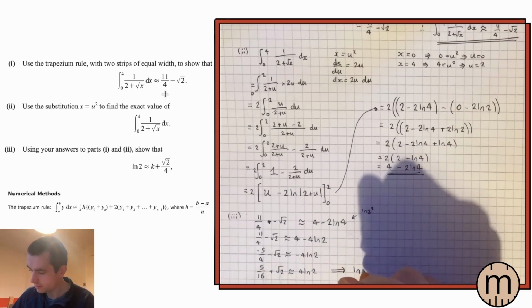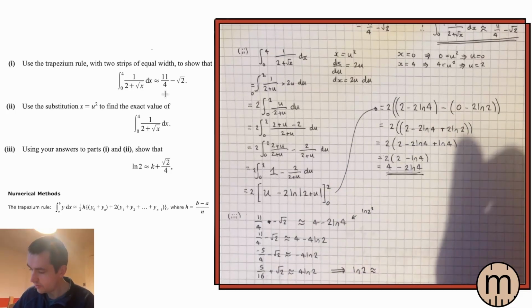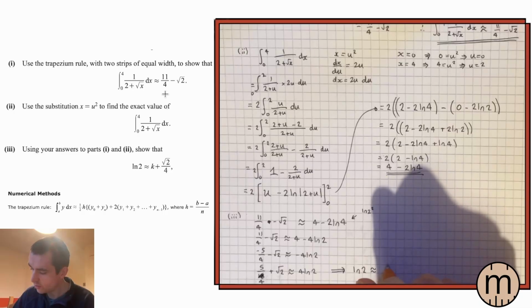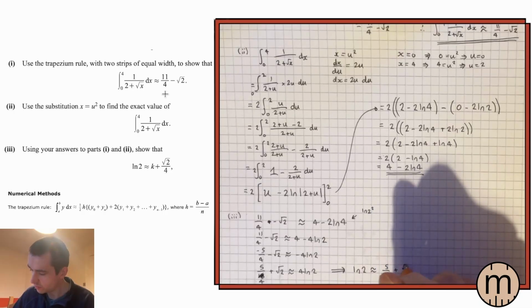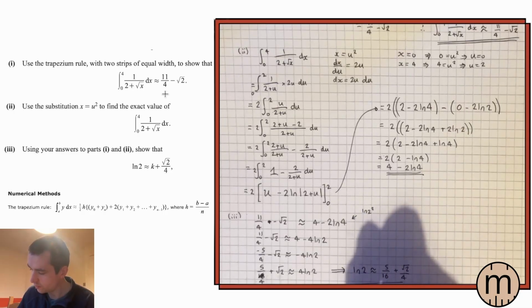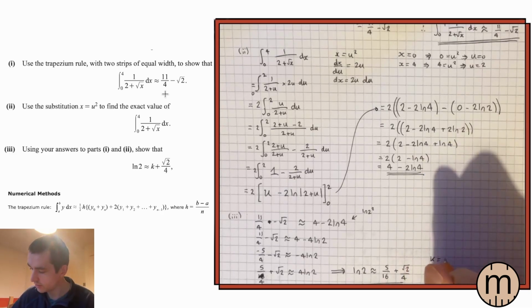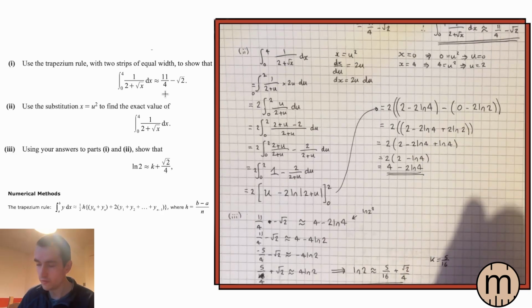Which implies, finally, if we divide by 4, I've already divided, but I didn't mean to divide by 4. I was getting ahead of myself. 5 over 16 plus root 2 over 4. So it turns out that k is equal to, if you want to write that down, you don't need to, k is equal to 5 over 16.